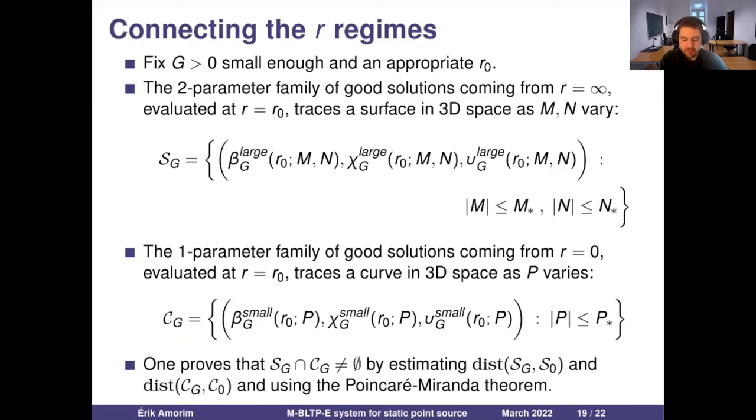How do you do that? Well, they do intersect when g is 0, because the flat space solution exists. So you just want to know that turning g on, making g a little bit non-zero, but still small, doesn't change these sg and cg objects so much. So you estimate the distance between sg and s0, and cg and c0. That's why I needed some quantitative estimates for my power series. And it's actually the Poincaré-Miranda theorem that's used to prove that parameter values b, m, and n exist at which you can find an intersection of these.